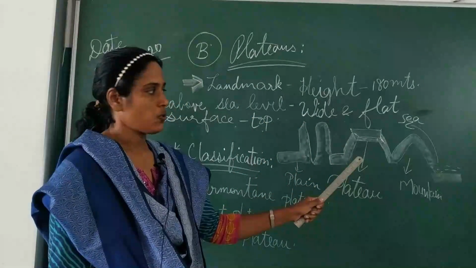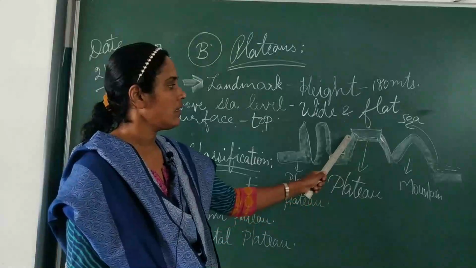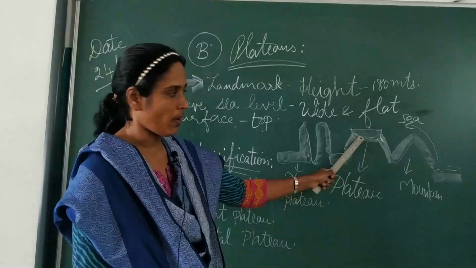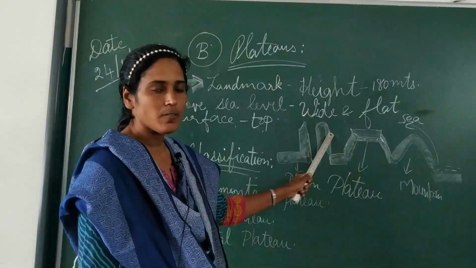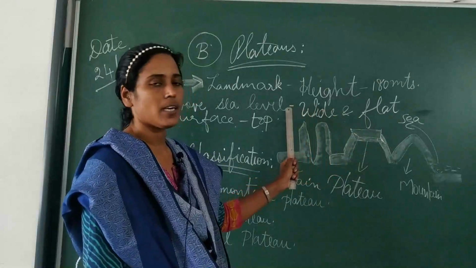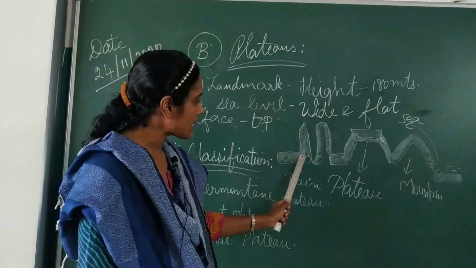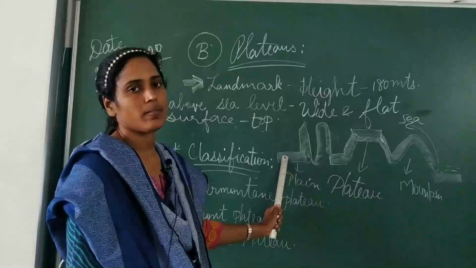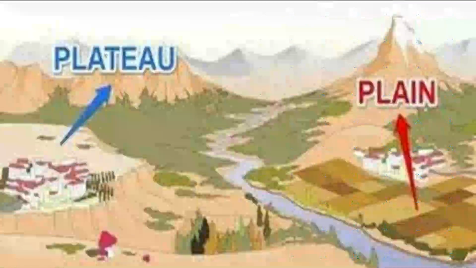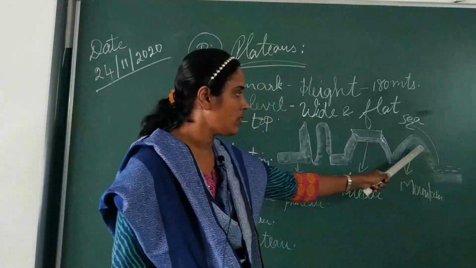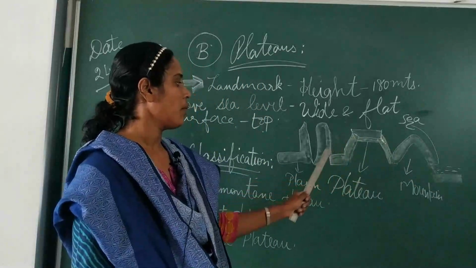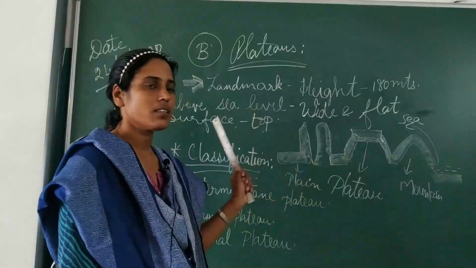When you see a plateau, the main difference is the surface. The topmost portion is wide and flat. Mountains have curves or elongated portions, like we studied in the previous video. And this area, which is totally flat, is known as a plain land. It's a plain land which has no curves, and this is the sea level. So the difference between sea, plateau and plain can be seen in this figure.